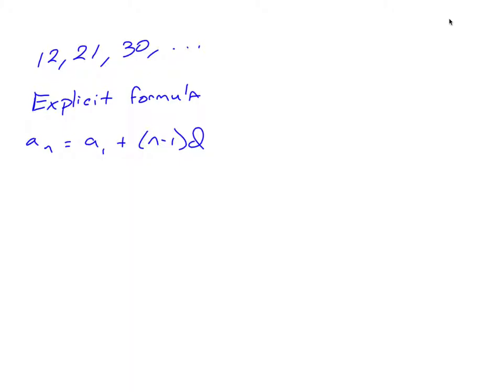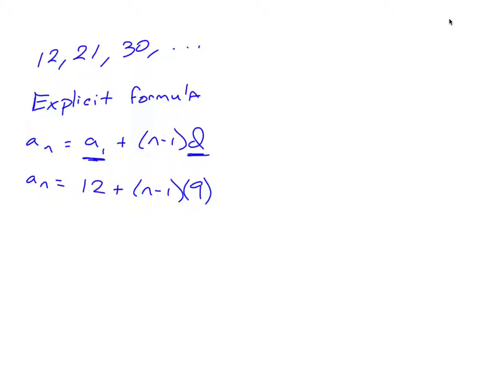To get an explicit formula, there are 2 things we need to fill into this formula. What 2 things do we need to fill in? The common difference and a sub 1. What does a sub 1 represent? The first term in the sequence. So those are the 2 things we need to fill out. So a sub n equals, in this case, a sub 1 is 12 plus n minus 1 times my common difference, which in this case is 9. So my explicit formula is a sub n equals 12 plus n minus 1 times 9. And what does this formula allow me to do?